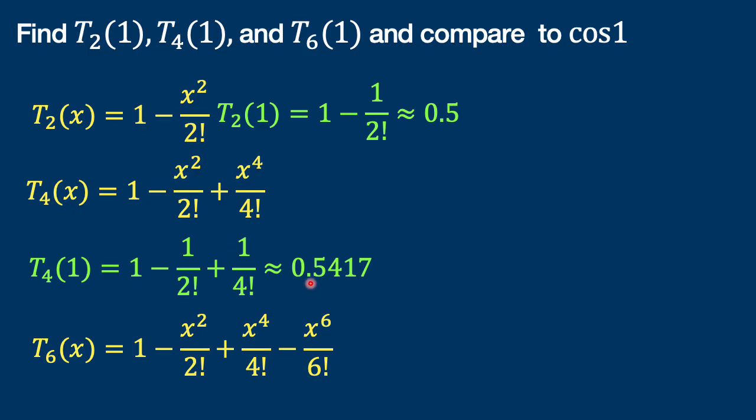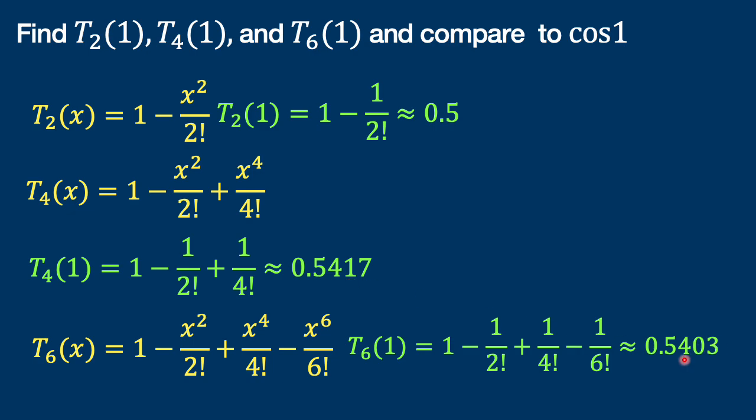T4 of 1 is 0.5417. T6 of 1 is 0.5403. Cosine 1 is 0.5403. So already T6 is very close to cosine 1. So you have a degree 6 Maclaurin polynomial to approximate the cosine value. Cosine 1 is an infinite series, but we can use only T6 to approximate cosine 1. That's how we use a Taylor polynomial.